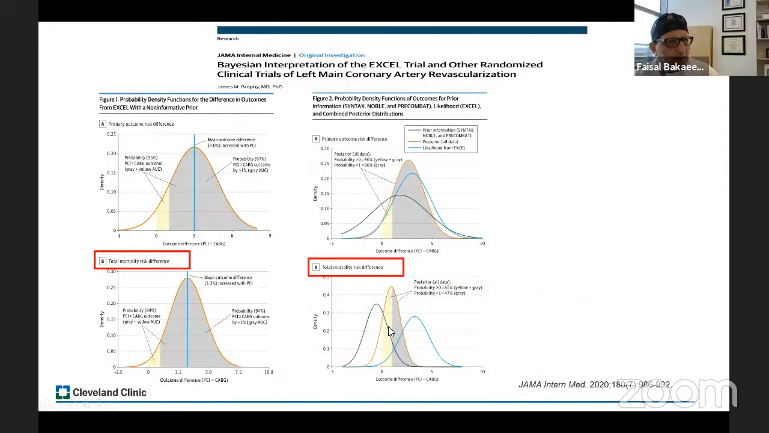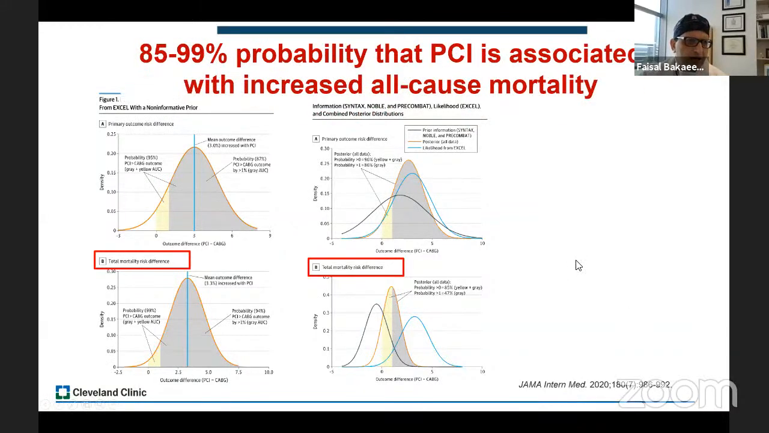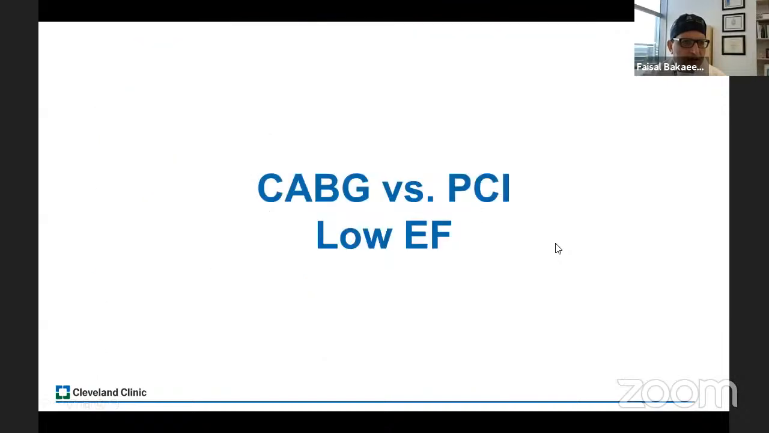And this is a cardiologist statistician from England, his name is James Brophy, that looked at multiple trials, Syntax, Noble, Pre-Combat, and EXCEL, and demonstrated that there's an 85 to 99% probability that PCI is associated with increased all-cause mortality in patients with left main disease. Well, what better statistics would you ask for? So in other words, we can be almost certain that CABG is better than PCI, even in left main disease.